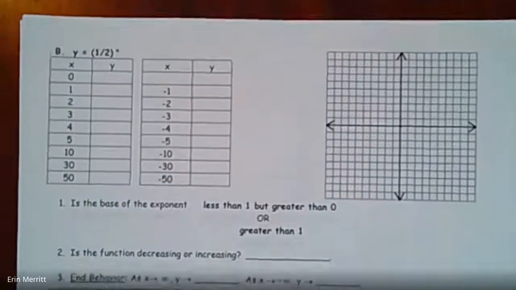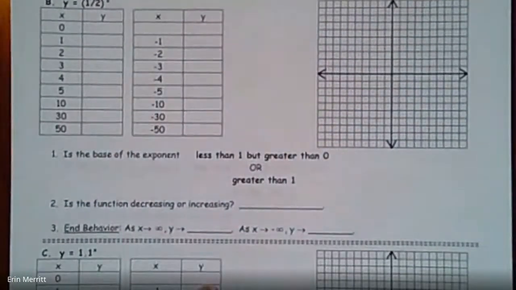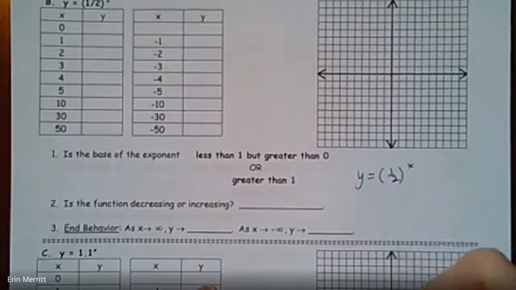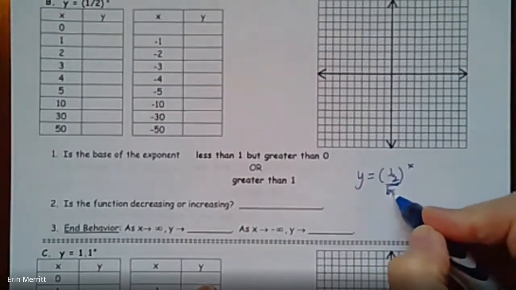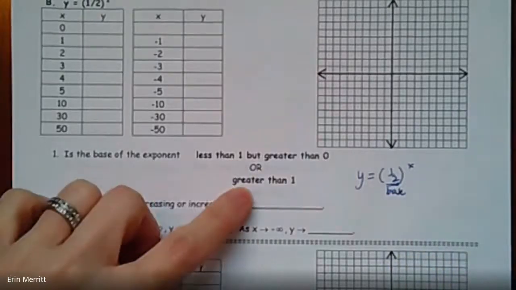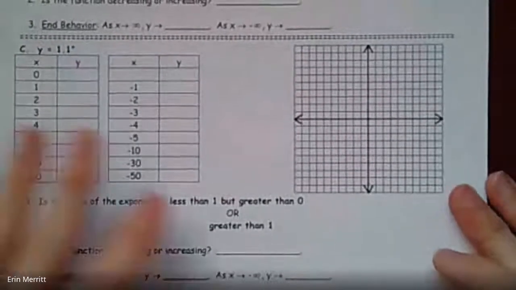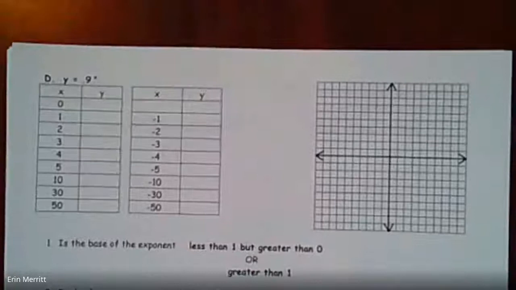Then you're going to answer these questions based on the equation. So if you have 1/2 to the x power, remember, this part is the base. Which category does it fit into? Then look at your graph. Is it decreasing or increasing? And answer for your end behavior. So you're going to do part B, part C, and then there's one more part D here on your own.